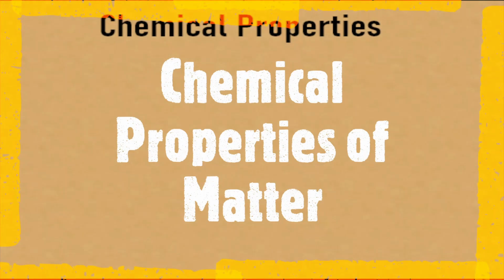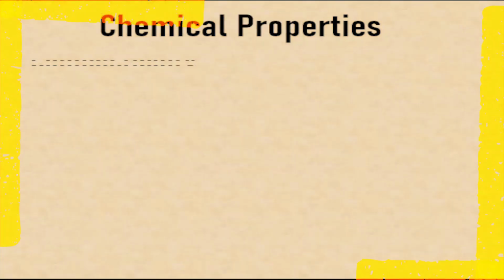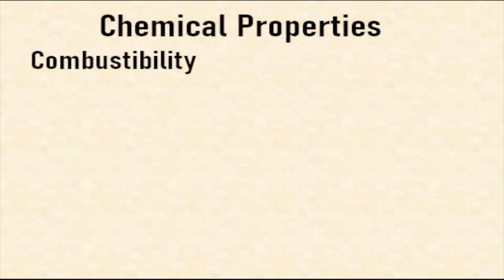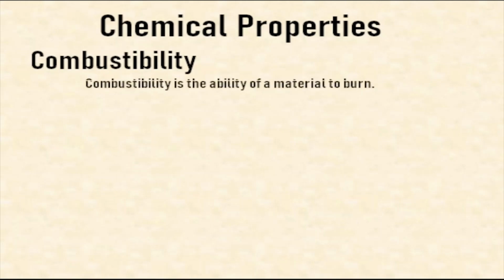Let's proceed to the chemical properties of matter. Not all properties of matter can be observed immediately. Sometimes the composition of a material has to change first before a certain property can be observed. This property is known as a chemical property. A chemical property is most evident when a certain material chemically reacts with another material. Below are some chemical properties of materials.